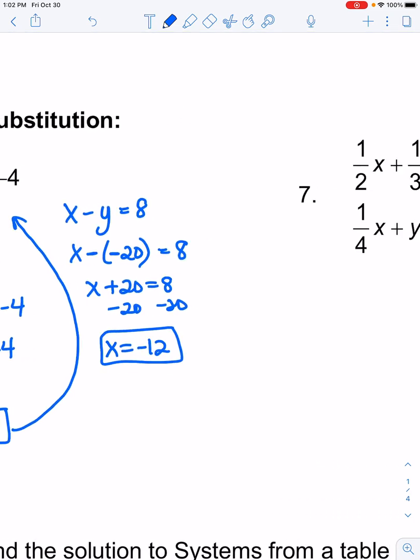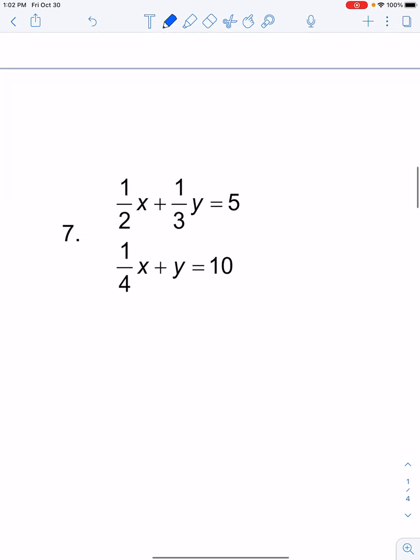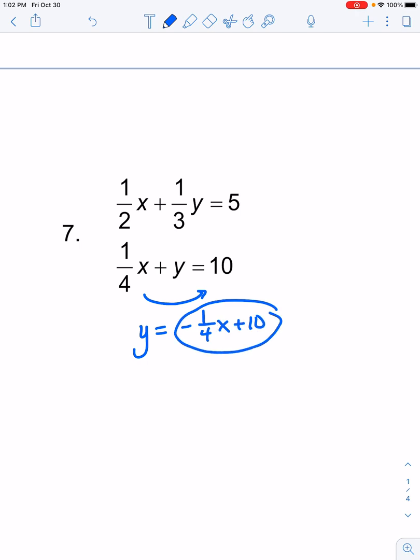Okay. Still working on substitution. So you may see this problem and think, okay, I need to isolate my variable, so I'm going to move that 1/4 x over. y equals -1/4 x plus 10. That's great. I'm going to substitute this in for y. But really, now what you've created is a problem that has all kinds of yucky fractions, because we're going to have to distribute the 1/3 to the 1/4 and the 1/3 to the 10.